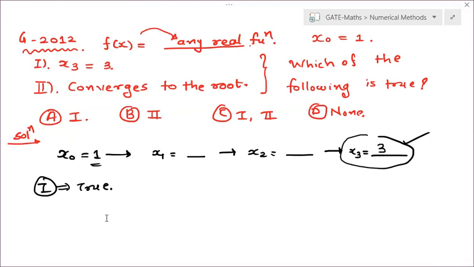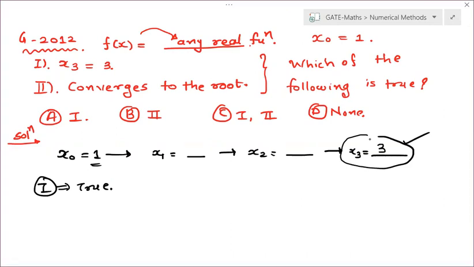Now, whether it is converging to the root or not again depends on the function. Suppose your root is 3 only, or the root is 3.5. In that case, if you are moving from 1, first you will get 1.5, then 2, then 3, then again x4 for 3.2 something. So in that case, it converges.